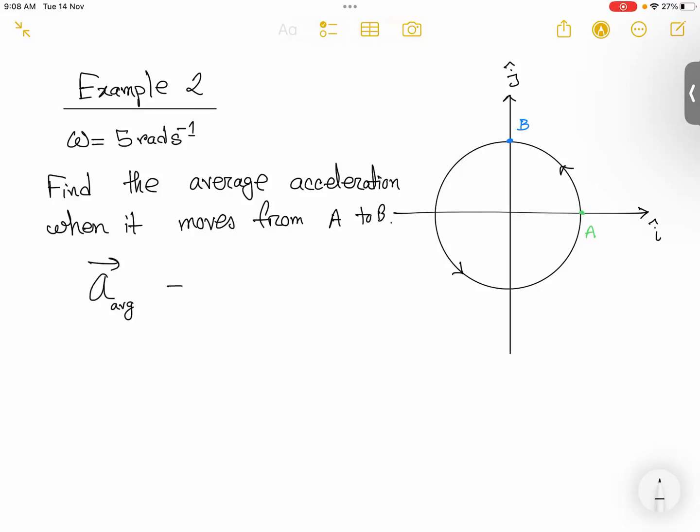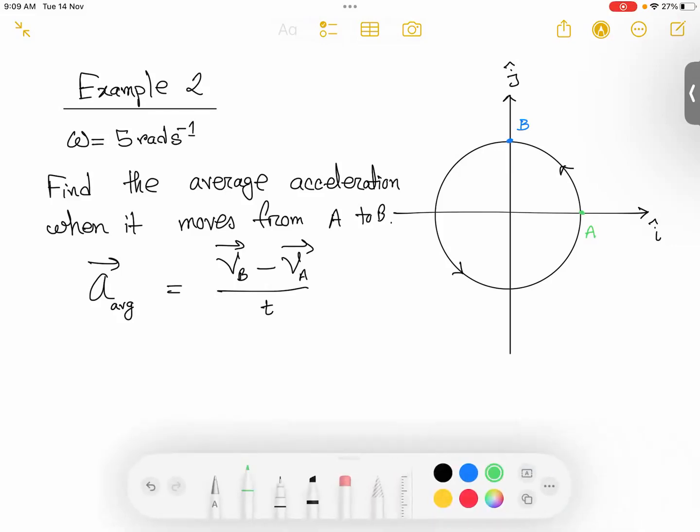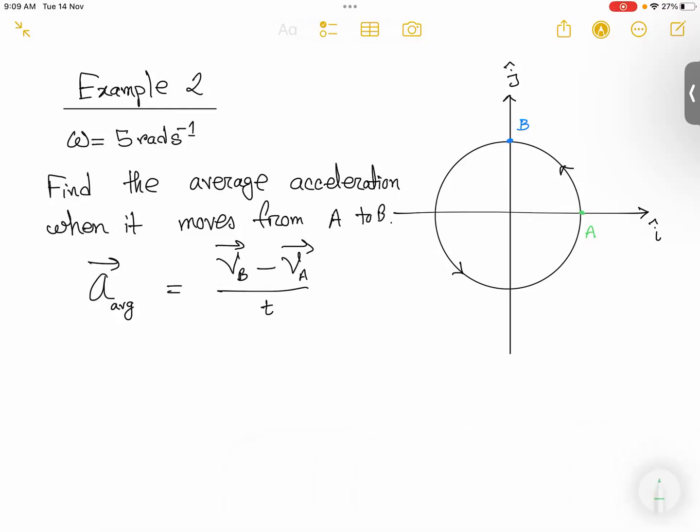Average acceleration is nothing but final velocity minus initial velocity, so here V_B minus V_A divided by the time it takes. Okay. Simple. So now, in which direction will the tangential velocity at point A be? A পয়েন্টের tangential velocity টা কোন direction হবে?